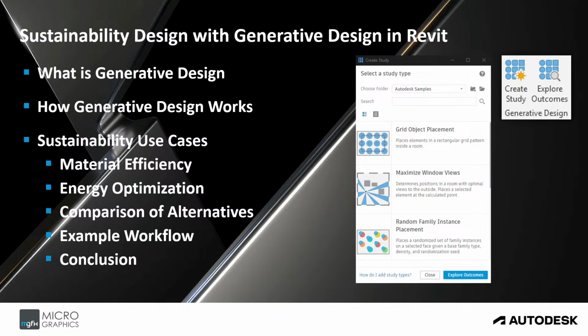Sustainability design with generative design in Revit. So what is generative design? It's a tool for sustainable architecture. Generative design in Revit leverages algorithms and user-defined goals to automatically generate and evaluate multiple design options, enabling architects to optimize projects for sustainability. By inputting specific parameters such as energy efficiency, material usage, natural ventilation, and more, architects can use generative design to create eco-conscious buildings that align with sustainability goals.